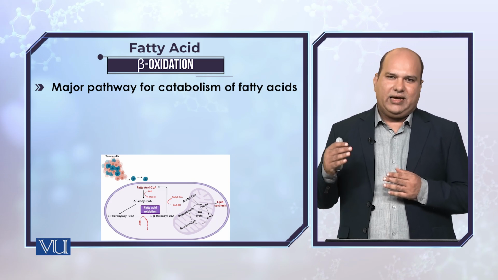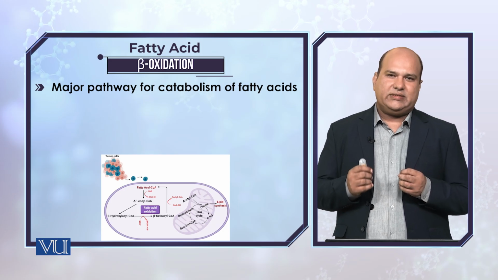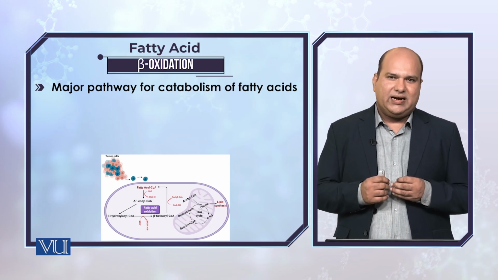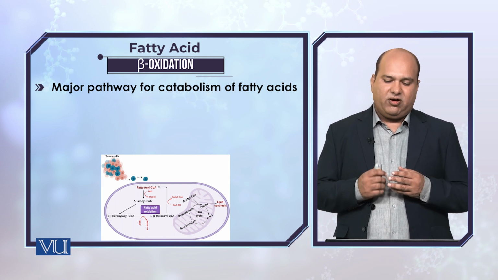There is an alpha carbon, beta carbon, gamma carbon, and so on. So the carbon at the position beta gets oxidized, from where it gets the name beta oxidation.